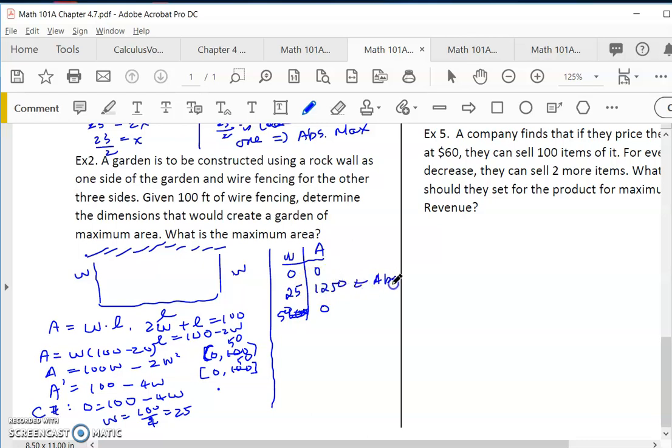We are looking at max, and it is interior, so it must be the absolute max for the open interval also. So 25 feet of width would give the maximum area. And then what is the length? Length is 100 minus 2W, which is 50 feet of length, to give the maximum. And what is the maximum area? A is equal to 1250. It is interior, so it would be the maximum for the interval from 0 to 50.